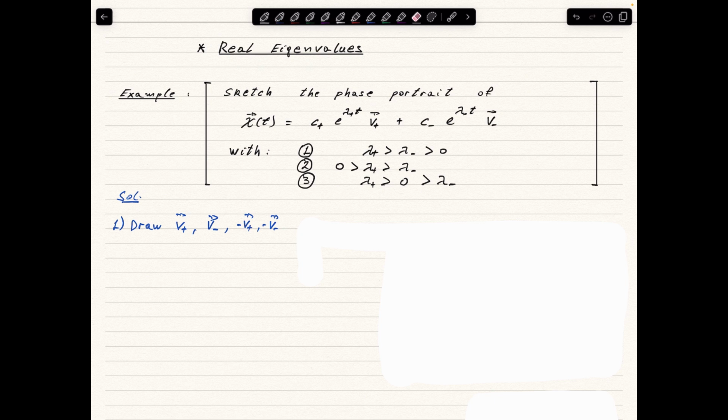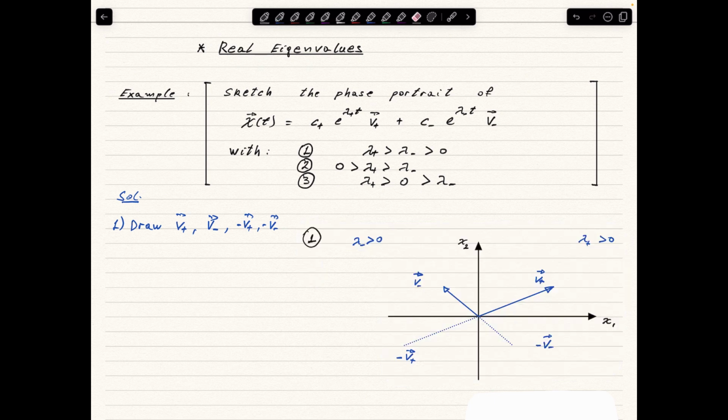So that should be done here. I'm choosing two arbitrary directions to draw the picture, and then with the interactive graph we are going to move them around and see what happens. Recall we are in the case lambda plus positive and lambda minus positive, and we are assuming lambda plus, that is the meaning of the plus, is larger than lambda minus, but both are positive.